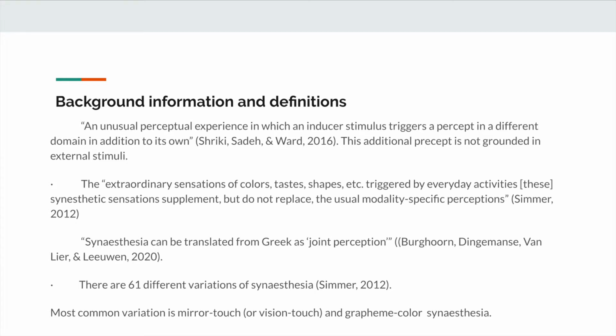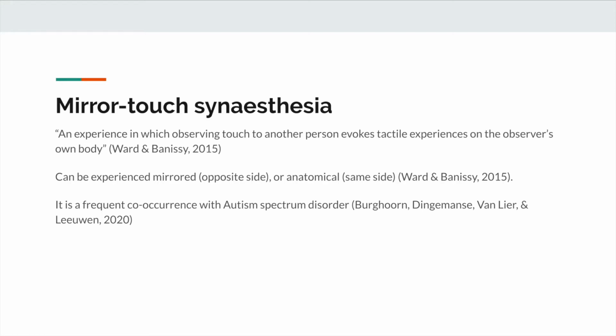Synesthesia can be translated from Greek as joint perception, and there are many different variations of synesthesia. There are actually 61. The most common variations are mirror touch and grapheme color synesthesia. Mirror touch synesthesia is an experience in which observing touch to another person evokes tactile experiences on the observer's own body. And these tactile experiences can be experienced mirrored, so on the opposite side of the body, or anatomical, on the same side. It's also been studied that it is a frequent co-occurrence with autism spectrum disorder, which is very interesting and will likely incite further research.